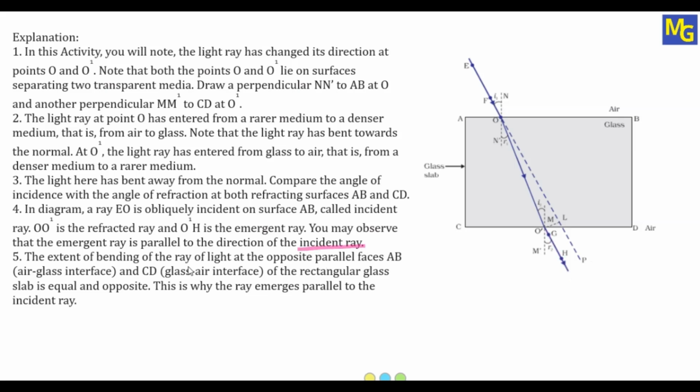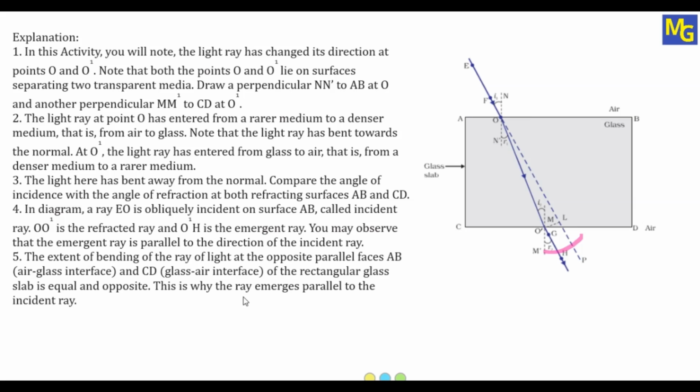The extent of bending of the ray of light at both opposite parallel surfaces AB and CD of the rectangular glass slab is equal and opposite. The extent of bending, how much it has bent towards the normal, that much it has bent away from the normal. So this bending, if you see, is equal but opposite. The value is equal, but the direction is opposite.